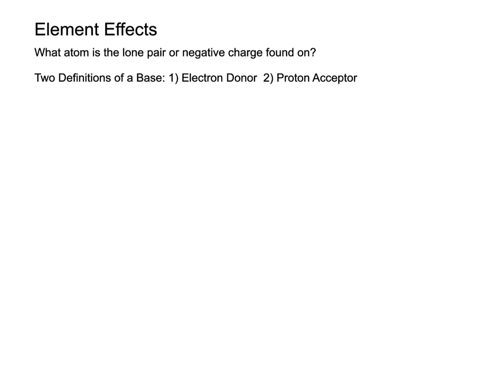Now, there are two definitions of a base to keep in mind when thinking about element effects. The first, of course, is that a base is an electron donor. In other words, it likes to give up its electrons. The more readily something gives up its electrons, the stronger it is, or the less stable it is as a base. Next, we can refer to a base as a proton acceptor. In other words, a negative charge that is better able to attract a positively charged proton is a stronger or less stable base. So what we're going to do is use periodic trends to evaluate element effects.